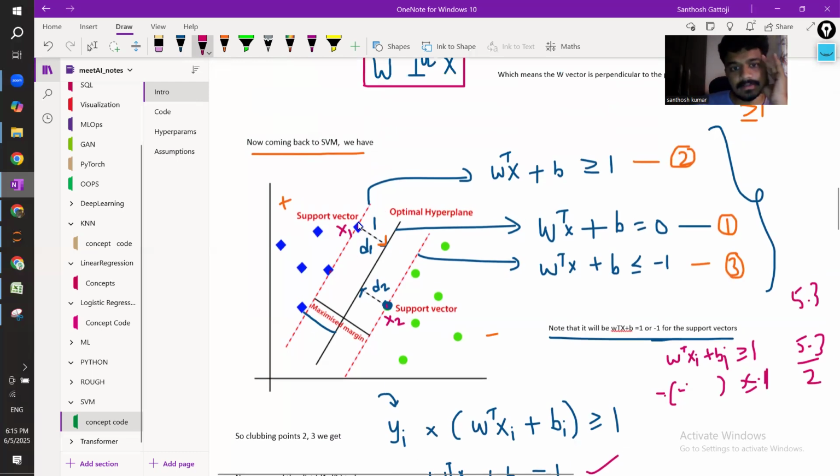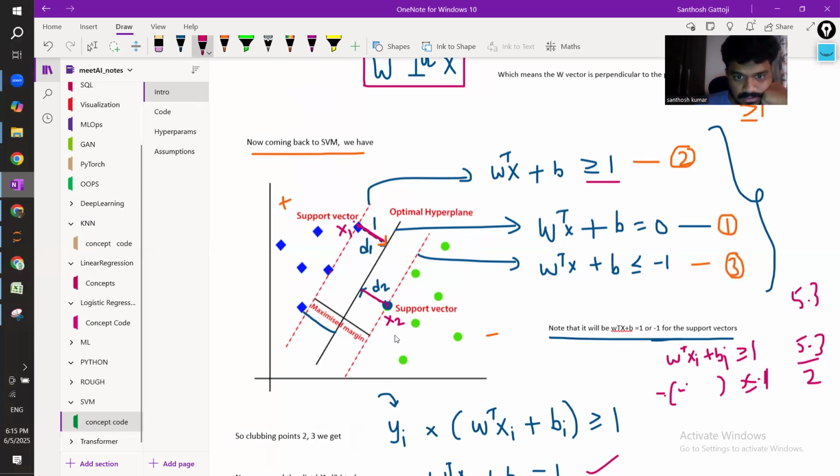Here I said, see, W transpose X is greater than or equal to 1. For support vectors, it will be exactly equal to 1. This is the distance, because of support vectors only we started this line and this line. For this support vector, it will be exactly equal to 1, and for this support vector, exactly equal to -1. For all other points, the distance will increase, that's why it could be greater than 1. That's why I wrote greater than 1.